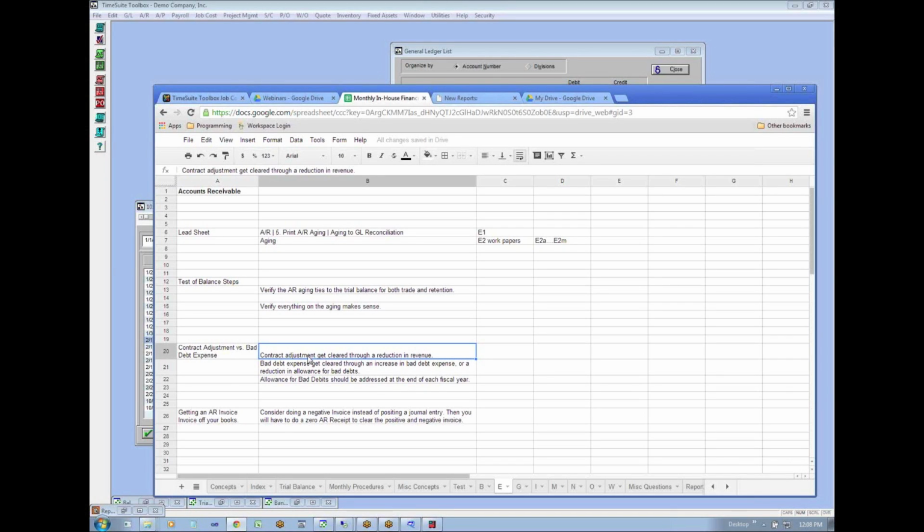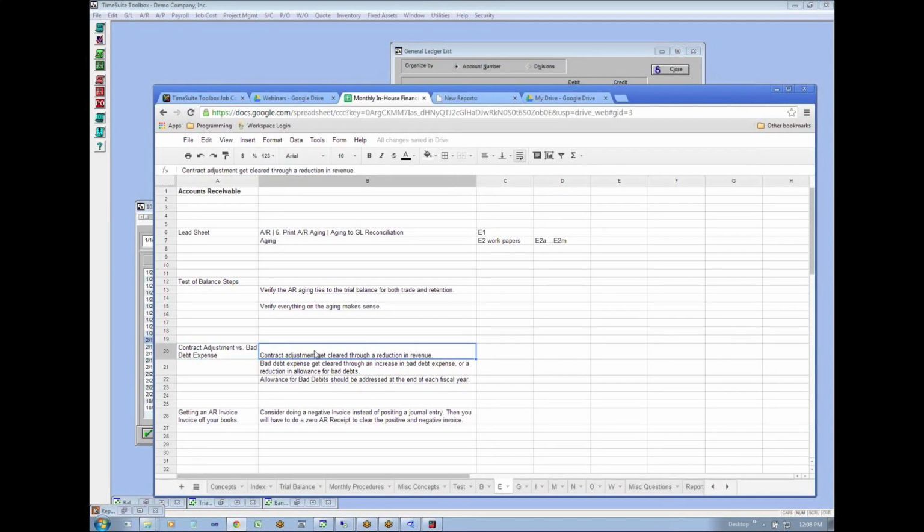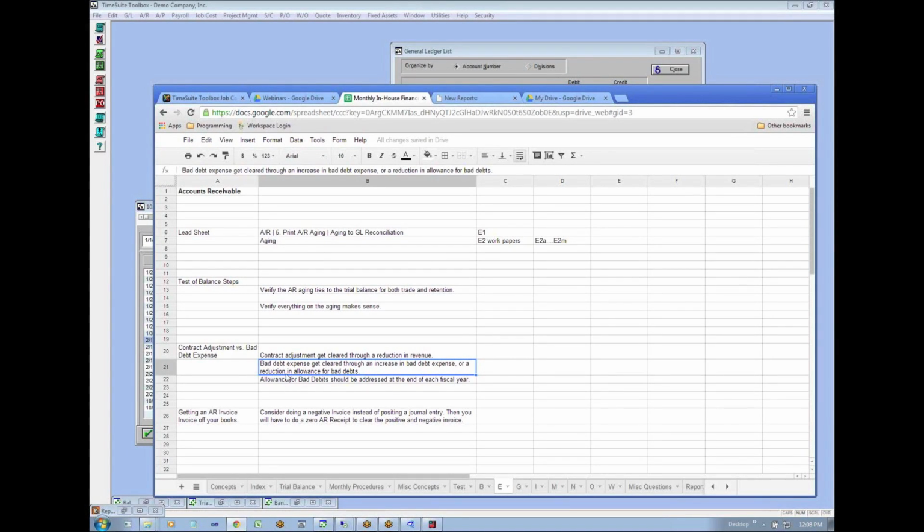So then you have a receivable on your books. How do you get that receivable off your books? The answer is not to run it through bad debt expense, because it's not a bad debt expense. It's just a cost of being on that job site. So you would do some sort of adjustment, maybe a negative AR invoice, and post that negative AR invoice to other costs of construction. So you'll increase your cost and reduce your accounts receivable. That would be the right way to get that off the books. Bad debt expense gets cleared through an increase in bad debt expense and a reduction in allowance for doubtful accounts.